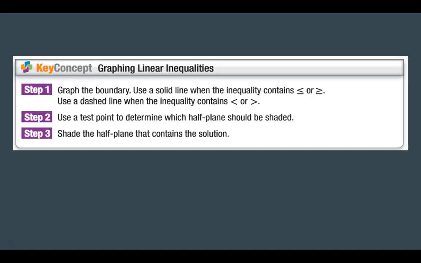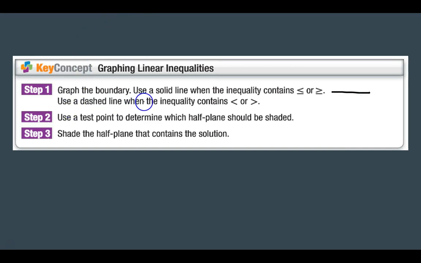Alright, so the key concept for this chapter is graphing linear inequalities. Step 1, we want to graph the boundary. We want to use a solid line when the inequality contains less than or equal to, or greater than or equal to. Remember, when the inequality has the equal to, you're using more ink, so that's a solid line. Just use the same logic as when we were graphing with an open dot or closed dot.